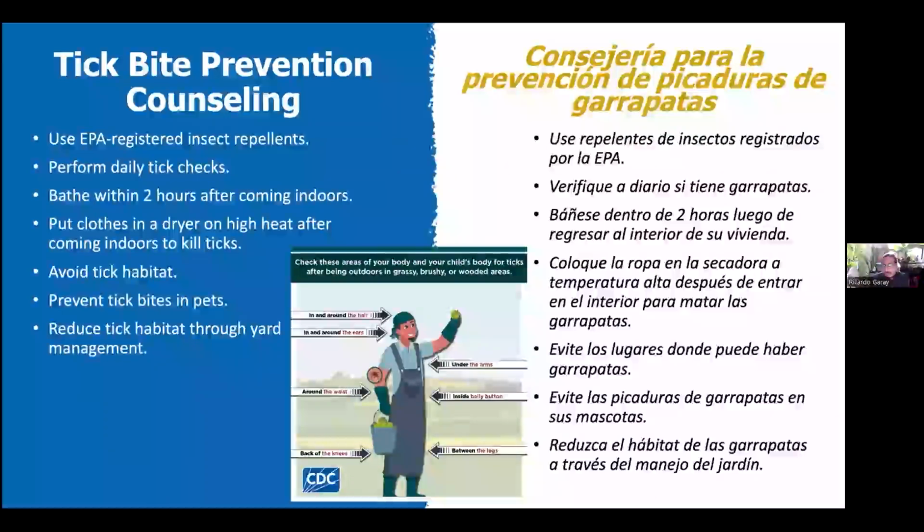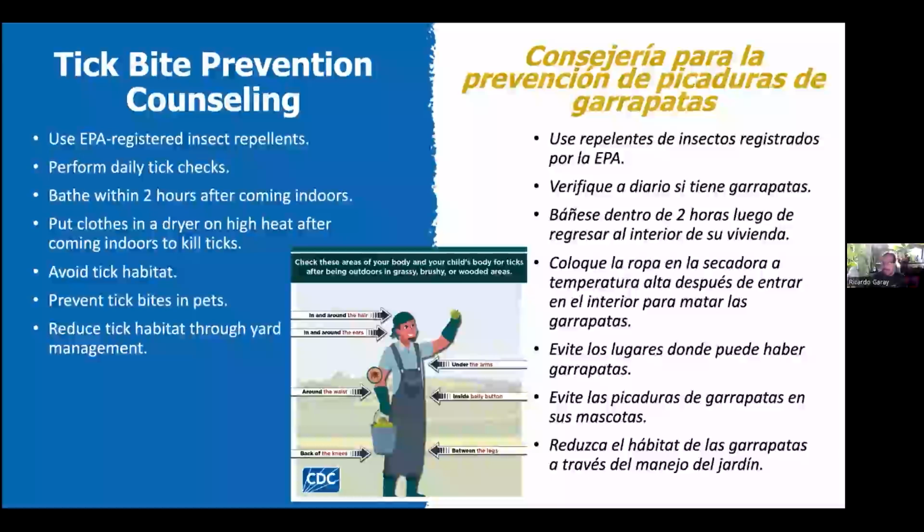These are tick bite prevention advice. We can use EPA registered insect repellents; the EPA, the Environmental Protection Agency, is the federal agency that regulates these repellents. It is very important that if we live in these states and there are a lot of ticks where we live, we perform daily tick checks. We are giving this information to our patients.